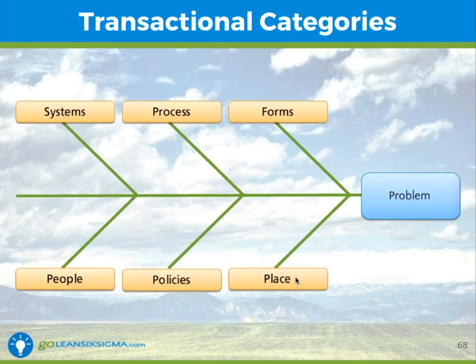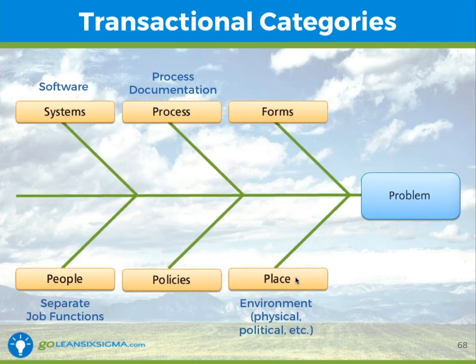And these are classic transactional or service industry categories. So systems, there you're talking generally about software. What are the applications that impact what we're doing? Process, once again, what's the documentation? Job descriptions, things like that. People, again, you could have separate job functions, and place could be, again, physical, political environment. What's the cultural impact?